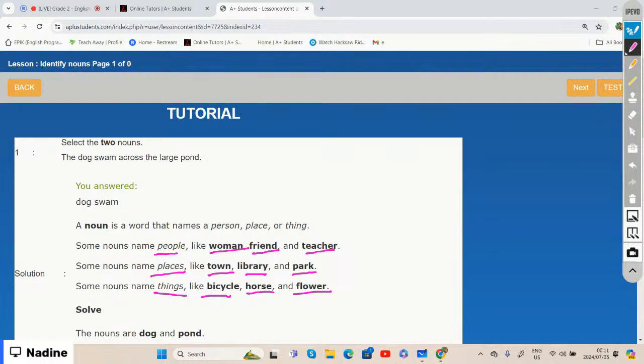And if we were to look at an example, right, it says here, look at this activity. It says select two nouns. We need to select two of the nouns within that sentence. It says the dog swam across the large pond. So the dog swam across the large pond. We need to select the two nouns within that sentence.